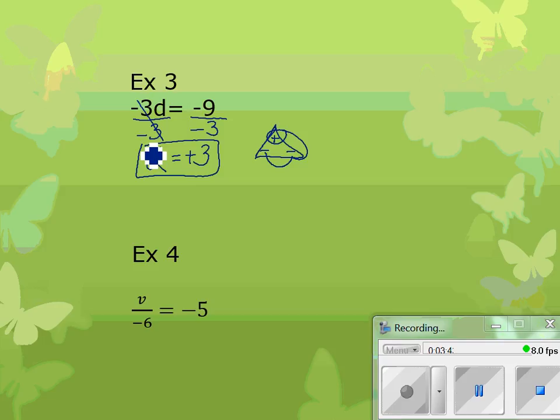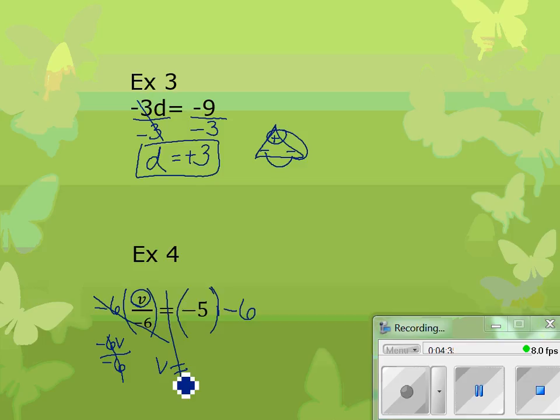The next example, v divided by negative 6 equals negative 5. This is a division problem. The inverse operation of division is multiplication. So I'm going to multiply both sides by something, and I'm going to use parentheses because that means to multiply. I know I want to get v alone, and so I'm looking at that I have negative 6 to get rid of. So I have to multiply both sides by negative 6. These two will cancel out because you would end up with negative 6v over negative 6, and that cancels. And so I'm left with v equals negative times negative is a positive. 5 times 6 is 30.